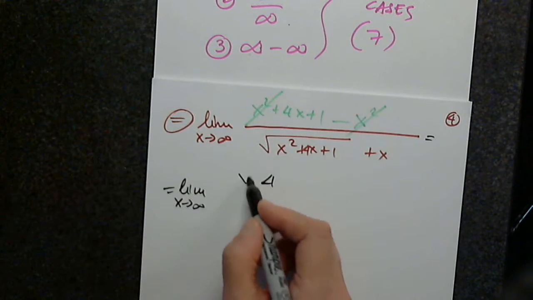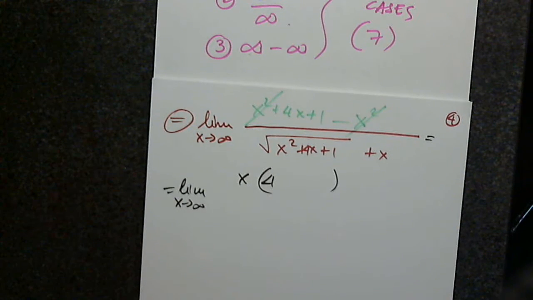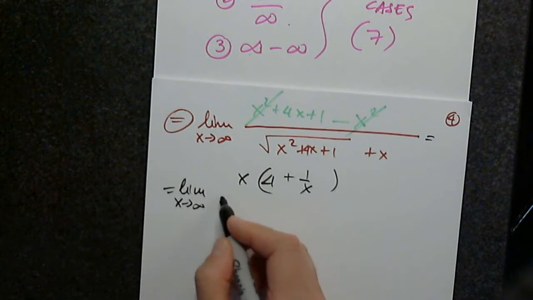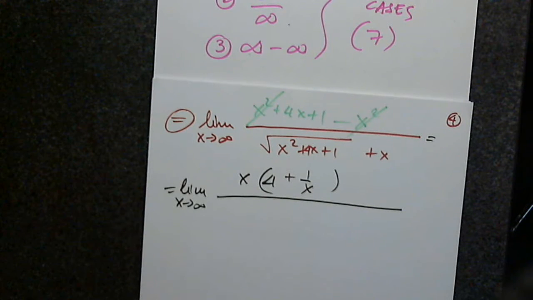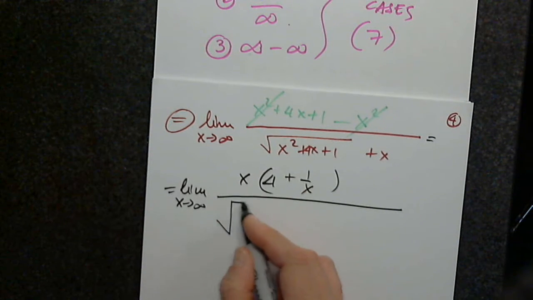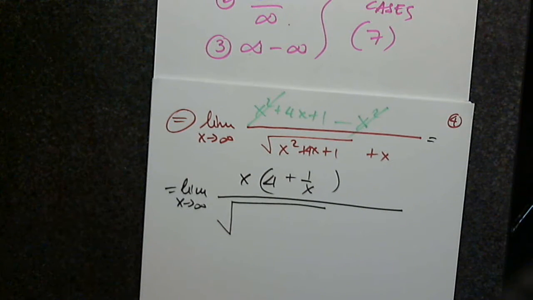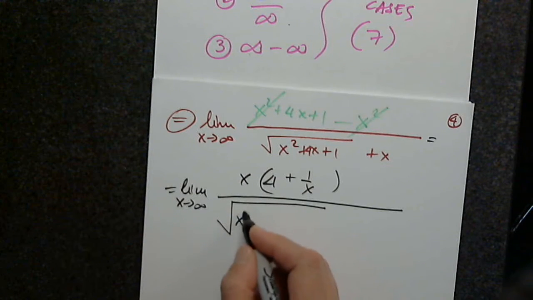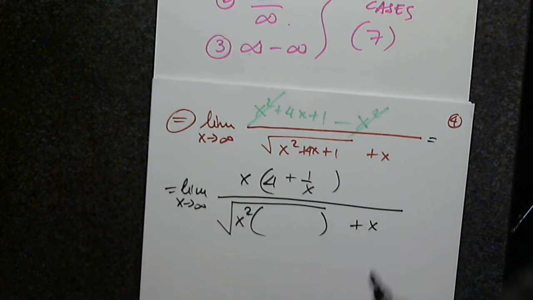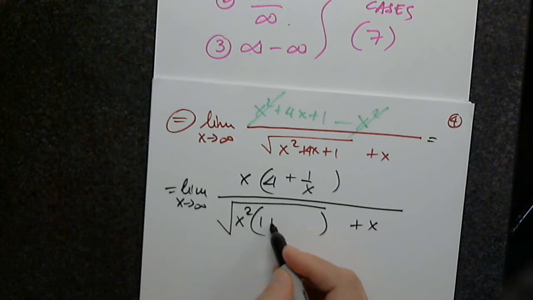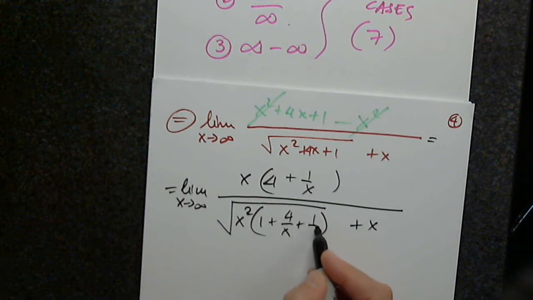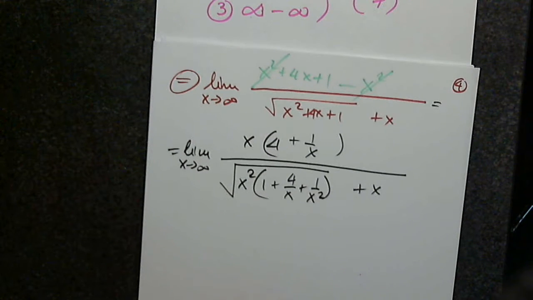And of course, in the numerator, factor out the degree. But now, what do I factor out under the square root? What is the degree under the square root? So I have to factor out x squared. What is left? There is a 1 plus 4 over x plus 1 over x squared. Would you agree with that step? Yes? Is this okay? Everyone?